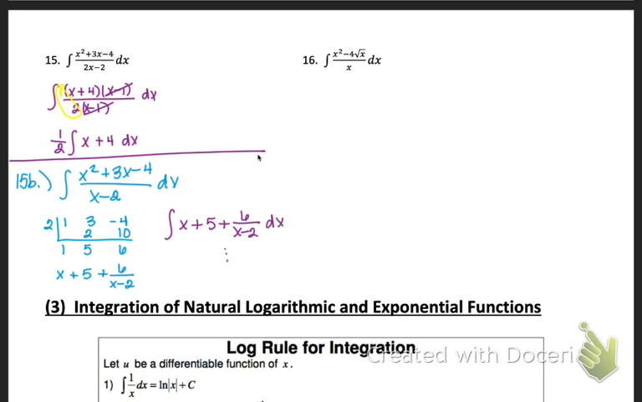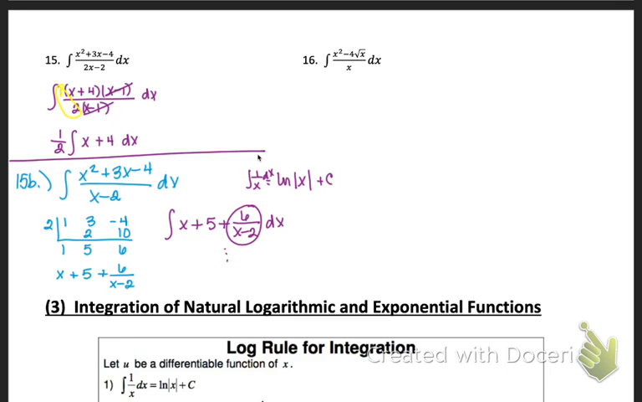Now, we'll talk about this a little bit more when we get into the log rules in the next section, but you saw already that the integral of 1 over x dx is the natural log of the absolute value of x plus c. So you can use U-substitution on this piece and use the natural log. So you're going to get x squared over 2 plus 5x plus 6 times the natural log of x minus 2 plus c is how that would work. That's kind of something to hold on to for later, but that is a strategy.